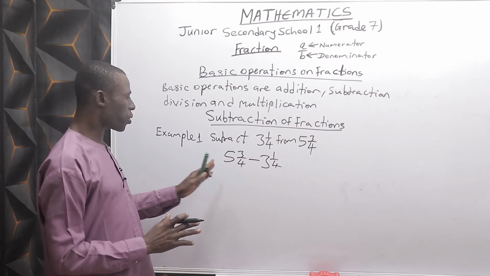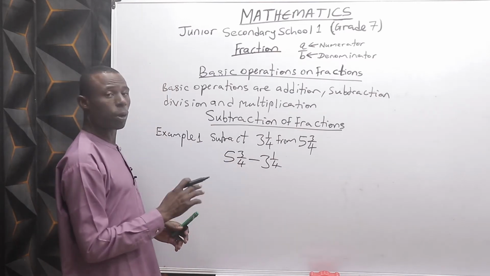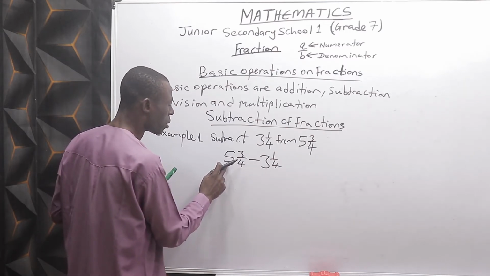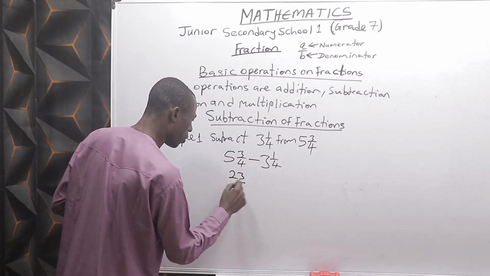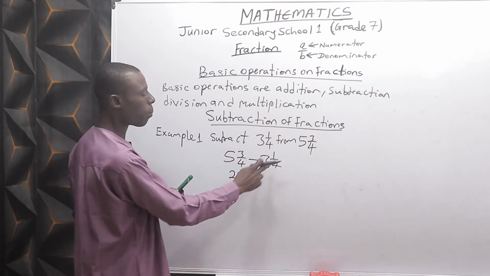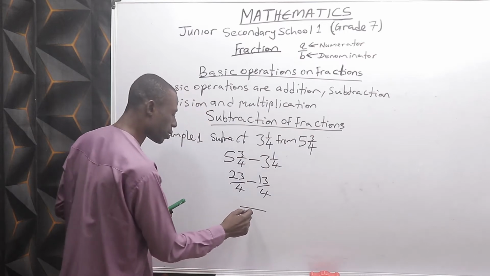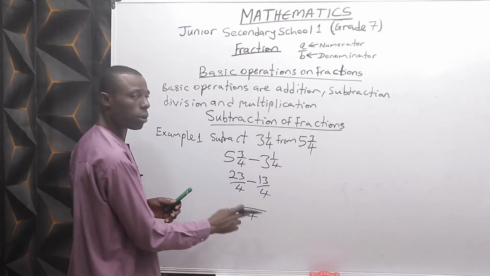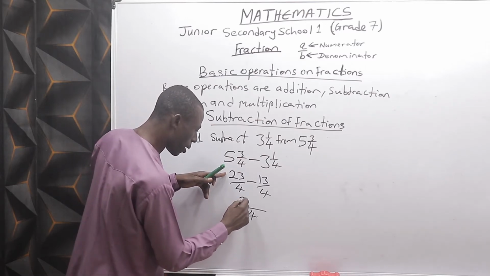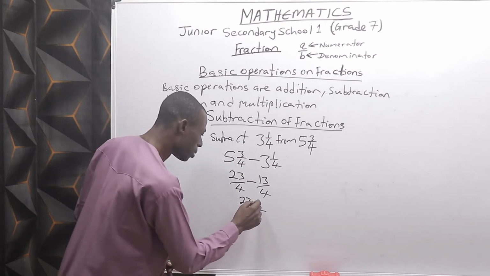Two approaches are possible here as well. Number 1 is by converting each of them to improper fraction. 4 times 5, that is 20, plus 3, 23 over 4, minus 4 times 3, that's 12, plus 1, 13 over 4. LCM here is 4. 4 in 4, we have 1. 1 times 23, that's 23, minus 4 divides 4 is still 1. 1 times 13, that's 13.